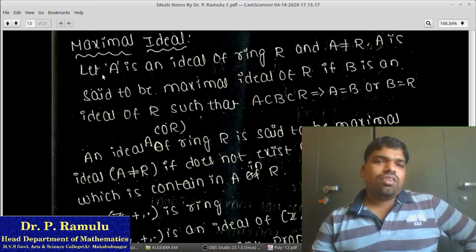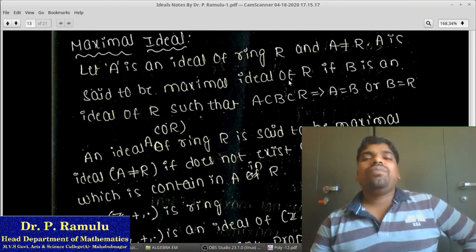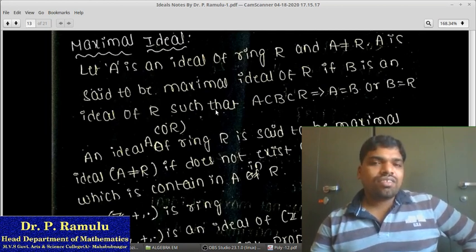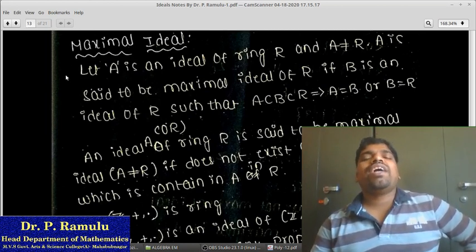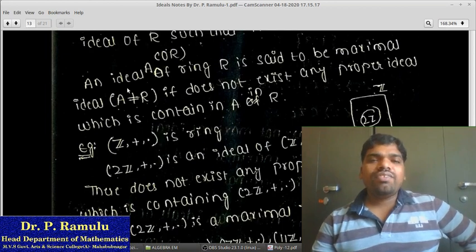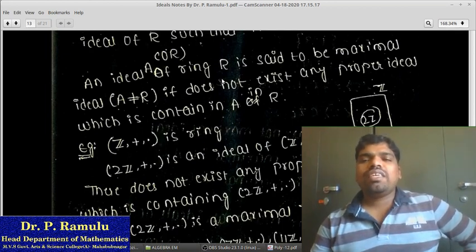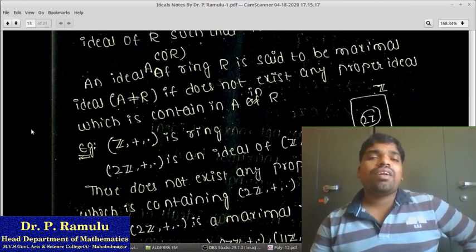Maximal ideal. Let A be an ideal of ring R and A not equal to R. A is said to be a maximal ideal of R if B is an ideal of R such that A subset of B subset of R implies A equal to B or B equal to R. That means there does not exist any ideal between A and R. In other words, A is said to be a maximal ideal of ring R, here A not equal to R, if there does not exist any proper ideal containing A in R.